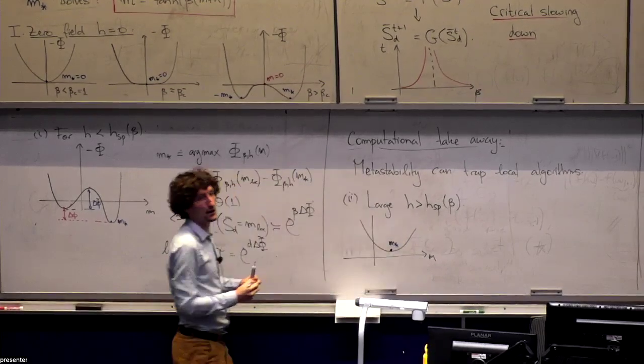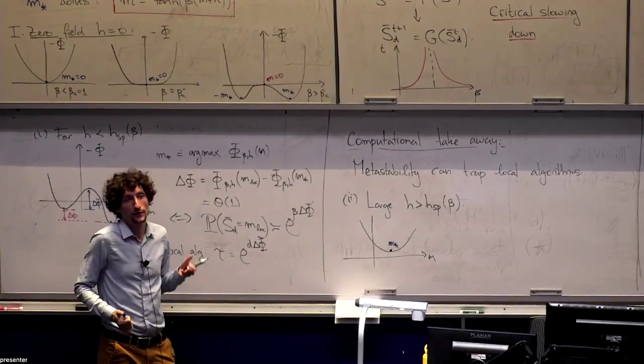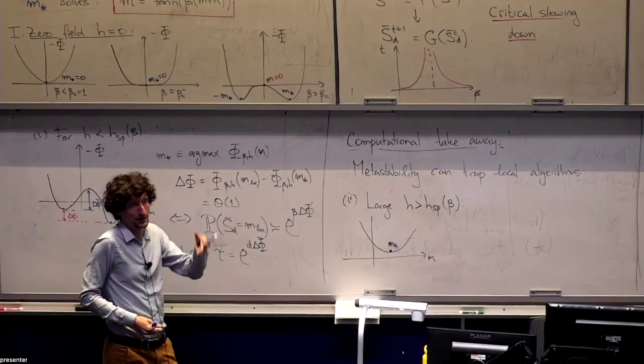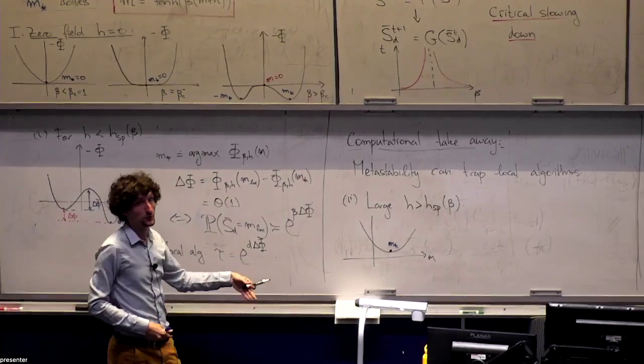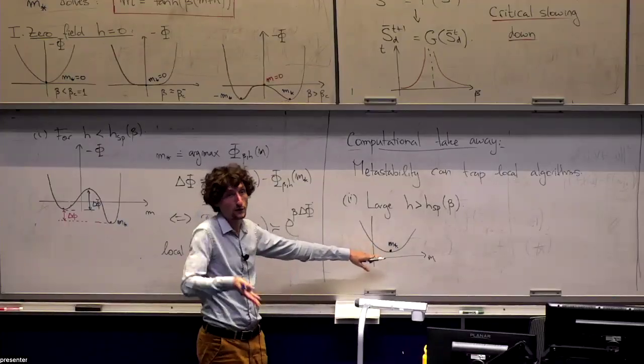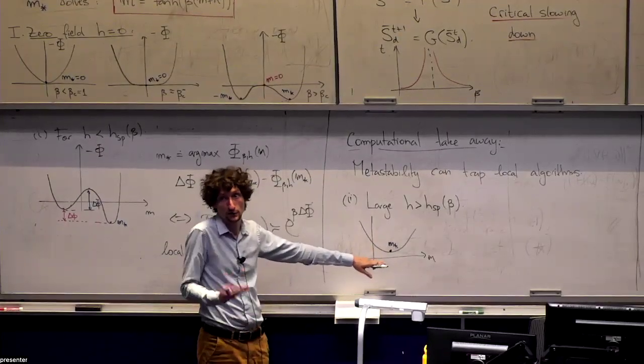So if the field is large enough, your measure is very much biased towards configurations that have magnetization aligned with the field, and there is nothing you can do. There's just one minimum. A typical configuration will align with the field if the field is large enough.